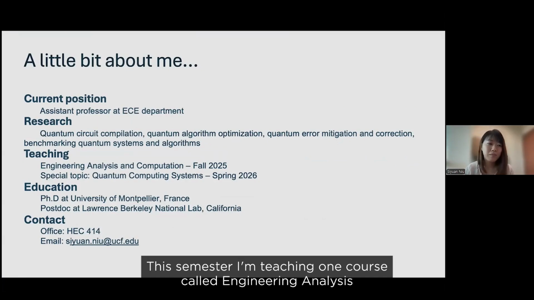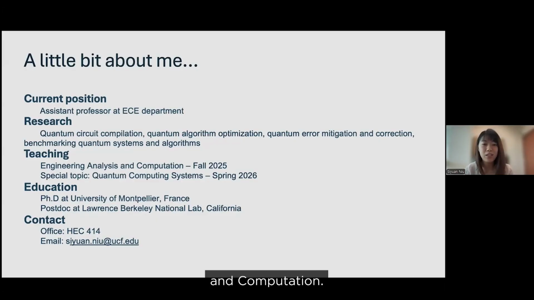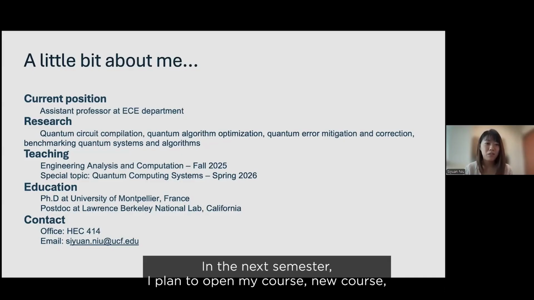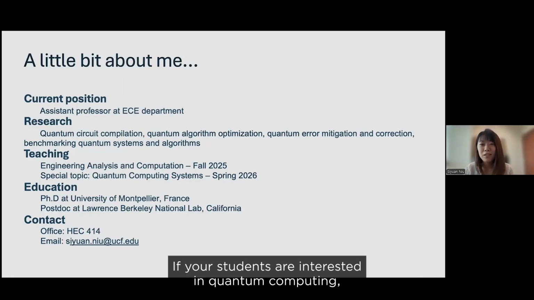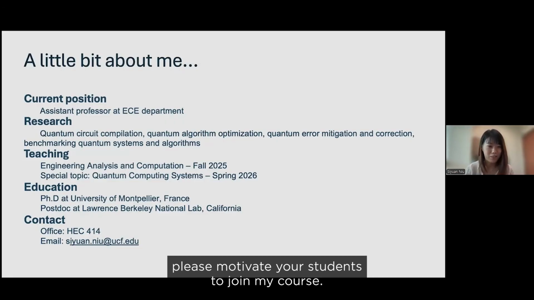This semester, I'm teaching one course called Engineering Analysis and Computation. In next semester, I plan to open my new course talking about my research, which is called Special Topic Quantum Computing Systems. If your students are interested in quantum computing, please motivate your students to join my course.